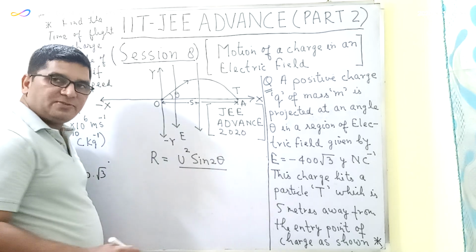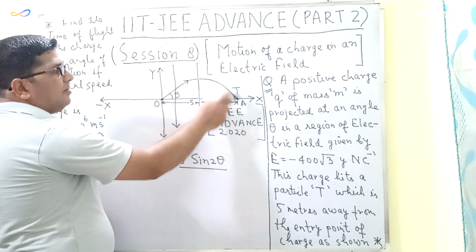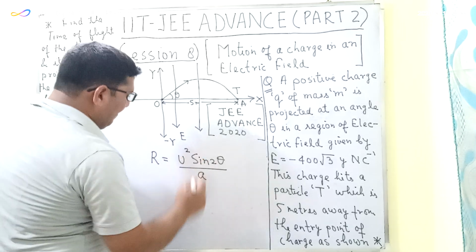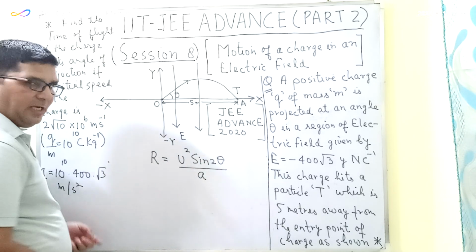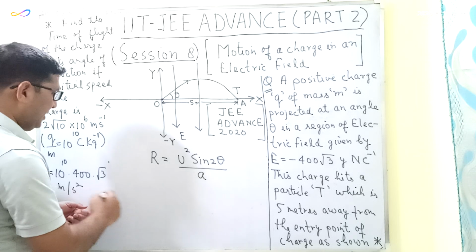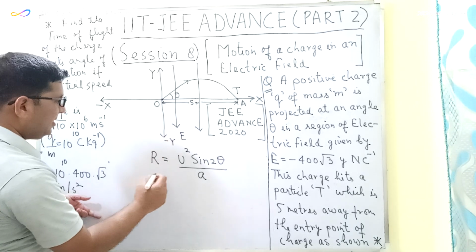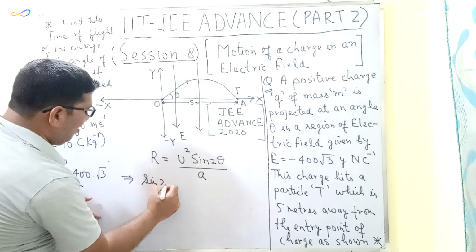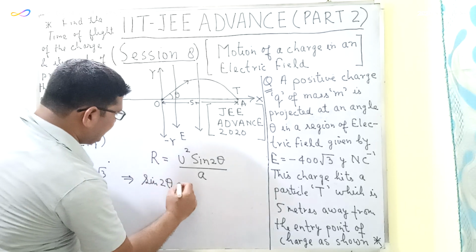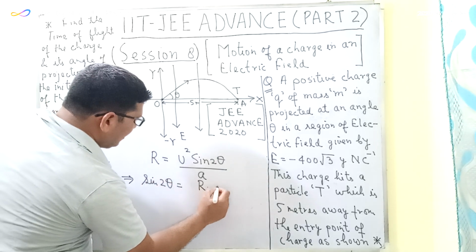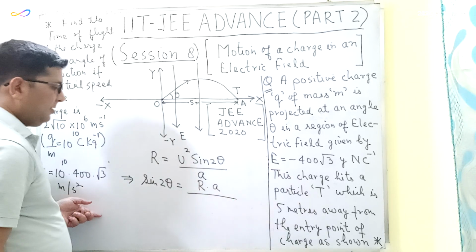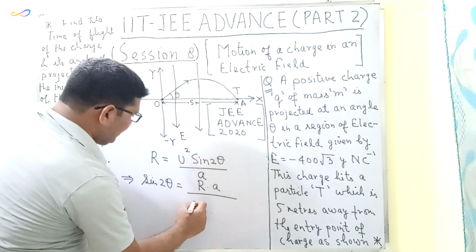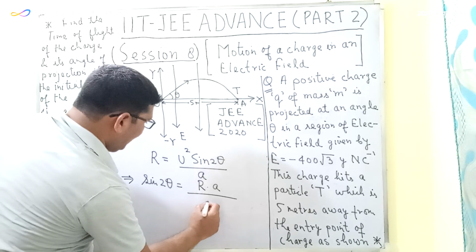So because of that, the range in this case will be equal to u square sine 2 theta divided by A. Now the value of A, we have already calculated, this acceleration of this positive charge. So from here I can find the value of theta. So sine 2 theta is equal to range multiplied by the acceleration of the positive charge divided by u square.